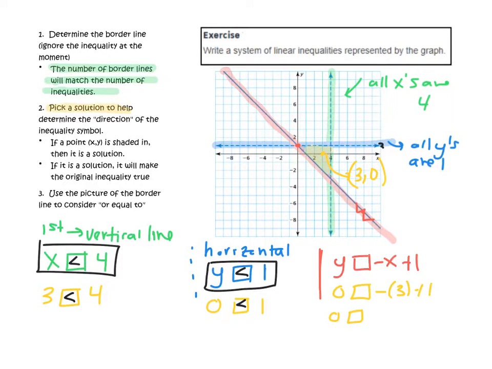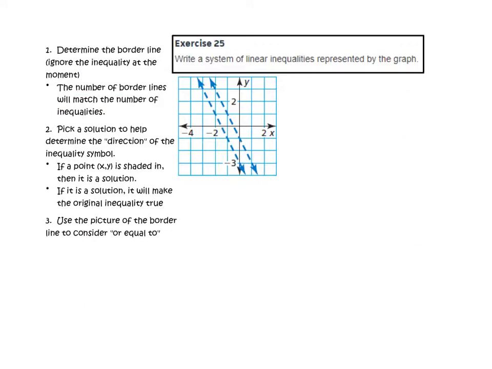So -3 plus 1, that's just -2. And since this was a solution, it needs to be true, so 0 is bigger than -2. The last thing is I can see that this is a closed line, so I do need an equal to component. So these three inequalities are what made up the original system that produced this graph.